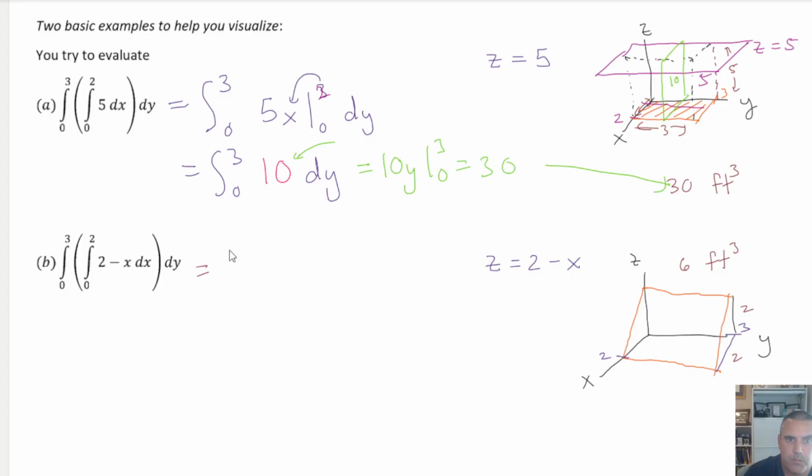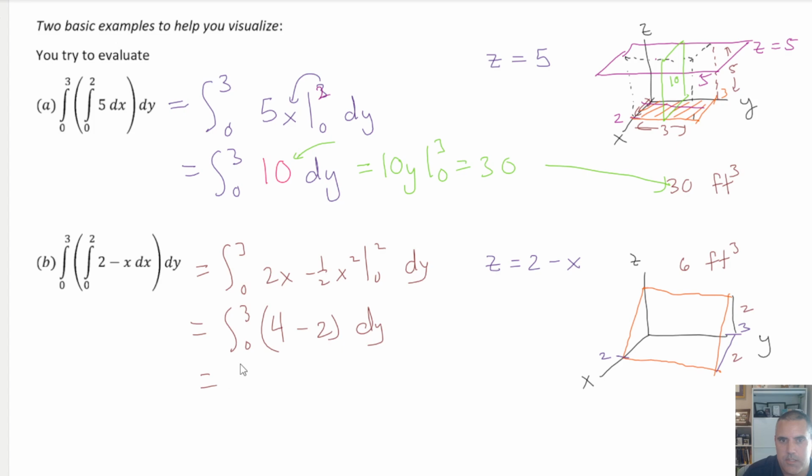So we're integrating with respect to x. You're going to have 2x minus 1/2 x squared from 0 to 2, dy. And so you're going to have the integral from 0 to 3 of 4 minus 2 dy, which is the integral from 0 to 3 of 2 dy. Again, that represents the cross-sectional area.